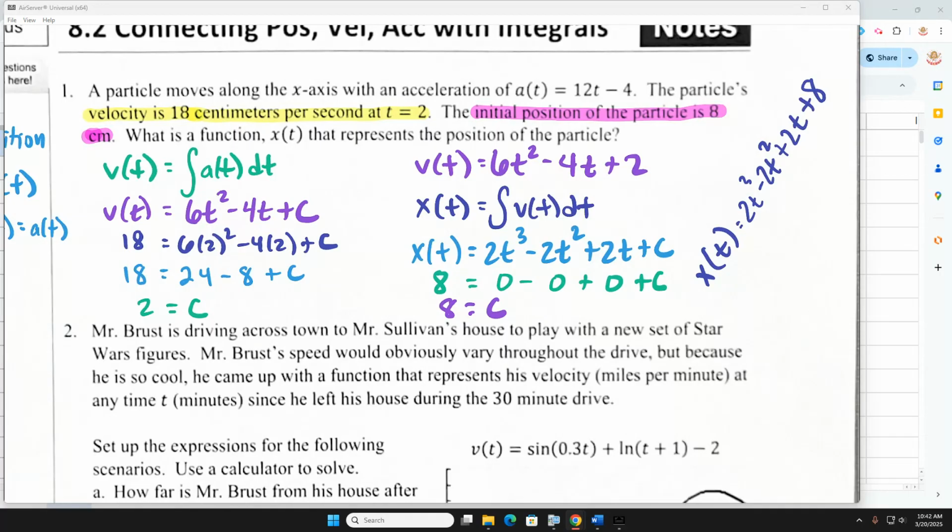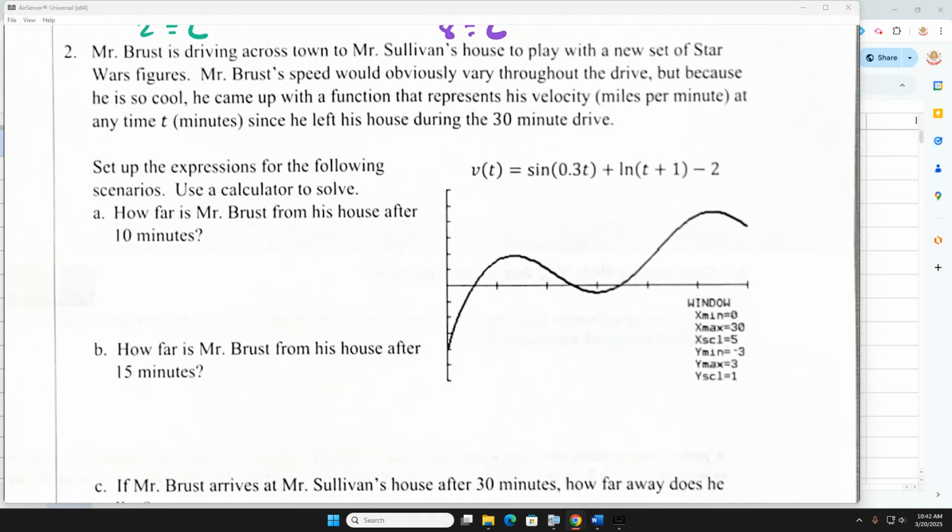We are also going to talk about total distance and displacement in a second. So that's also going to be new. And then we're going to use an old formula that we've done before to use an initial position and add an integral to it to find another value of the function. Okay, so on example 2, Mr.